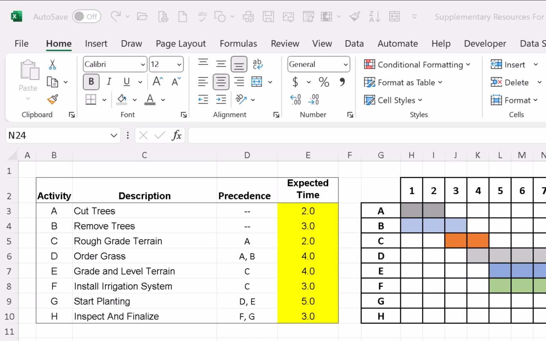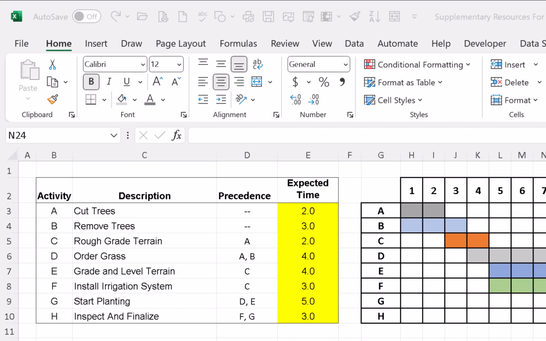So let's take activity A. It's the start of the project, duration 2. Activity B has no precedence, so it starts at the same time, and its duration is 3. Activity C depends on the completion of A, so we move 2 time periods, and then we begin step C. And you'll see it noted in red, where the gray activity A or step A ends, that's when activity C begins.